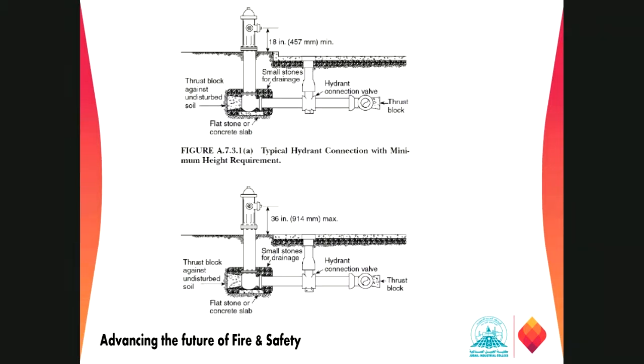This is the construction. This is the typical hydrant connection with minimum height requirement, right? While reviewing the plan, we have to look for the clearance between the grade and the connection of the hydrant. It should be at least 18 inch minimum, which is 457 mm, so that it is easy for the firefighter teams to connect those hoses and fight the fire. And the maximum should be 914 mm, almost around 36 inches, no more than that.